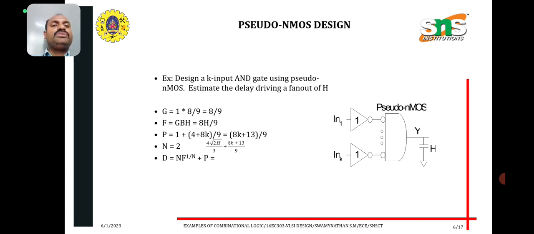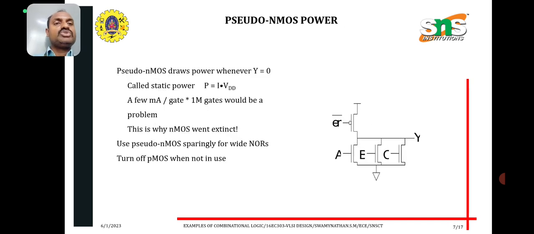And next, we need to define the K input to estimate the delay driven by the fan out. Fan in is the number of inputs given. Fan out is the number of outputs taken from the particular circuit. G is 1 into 8 by 9, that is 8 by 9. F is equal to fan in, GBH. P is the power calculation. N is the number of stages; 2 stages are available, one is the inverter and another is the NAND gate, so N is equal to 2. And the delay is equal to NF to the power 1 by N plus P. So this is called the pseudo nMOS.